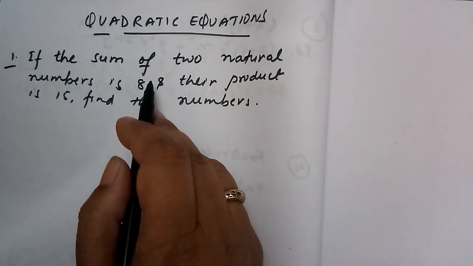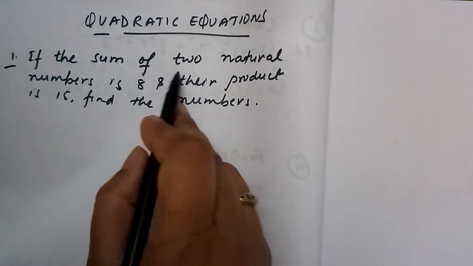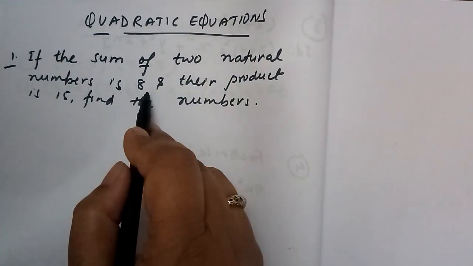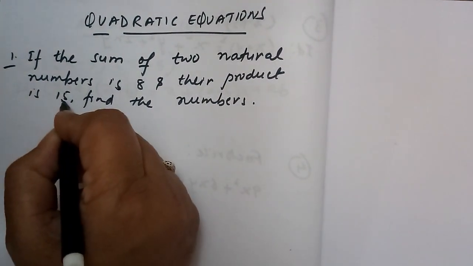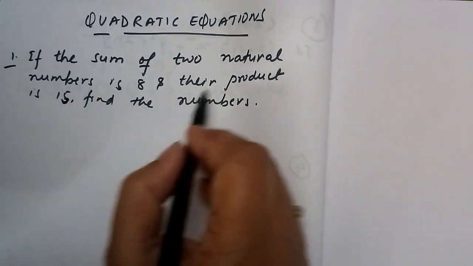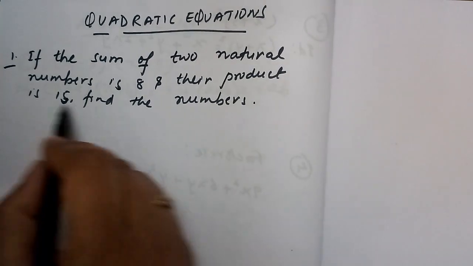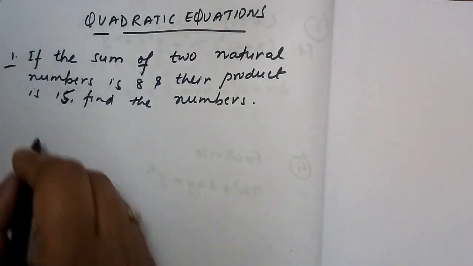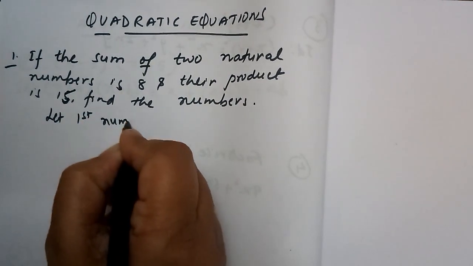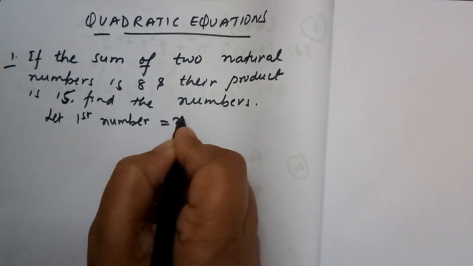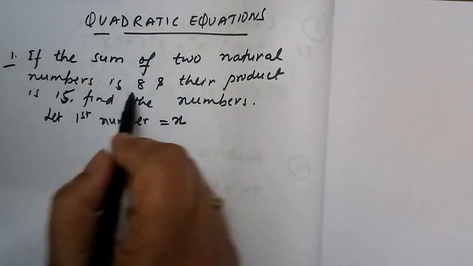So coming down to my first question over here, the question says if the sum of two natural numbers is 8 and their product is 15, find the numbers. So here I have given you two things. One is that you are given that the sum of two natural numbers is 8 and their product is 15. So I take let first number equal to x. Now it says that the sum of the two numbers is 8.